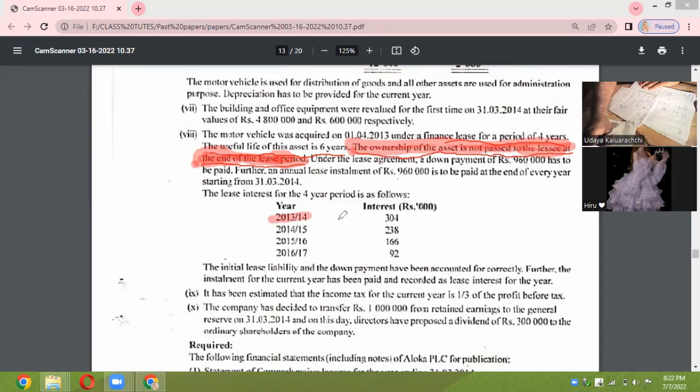Now we are in here. This is the expense for this period. Then the initial lease liability and the down payment have been accounted for correctly. Further, the installment for the current year has been paid and recorded as lease interest for the year.